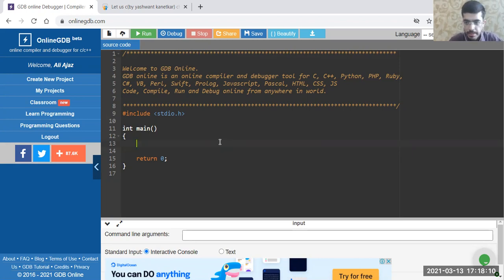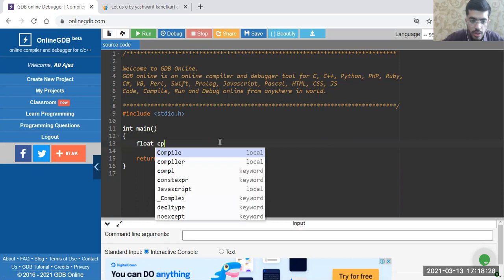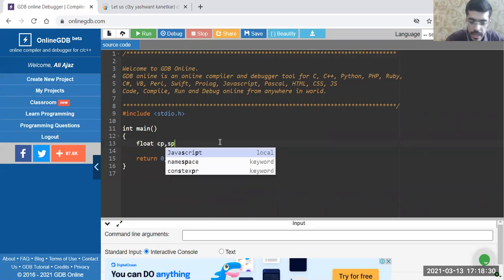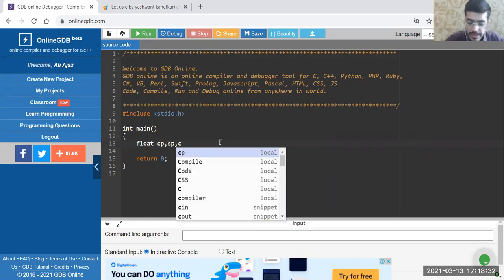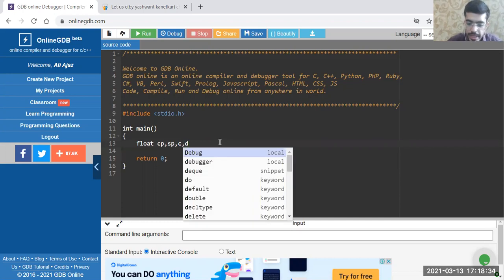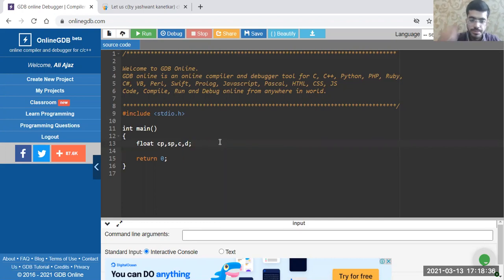So just be a little bit patient. I'm hoping that you get my screen. We are in a live coding session, so everything will be covered step by step. We have float cost price CP, then we have made selling price SP, then we have made C, and then we have made D. We have made four floats.